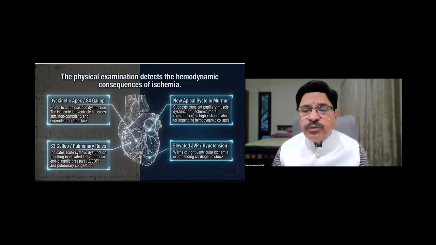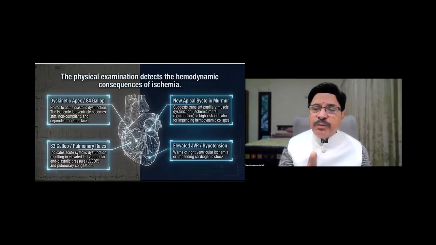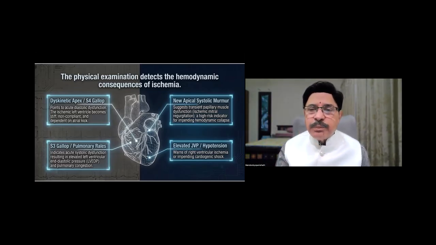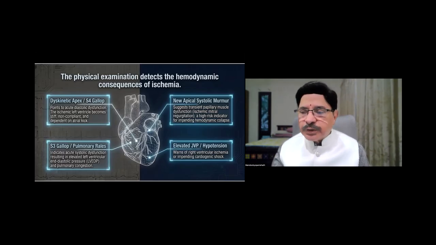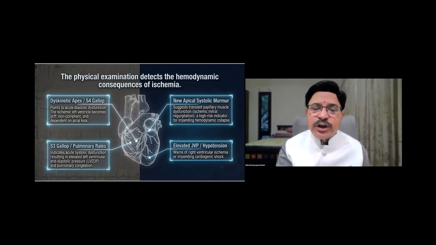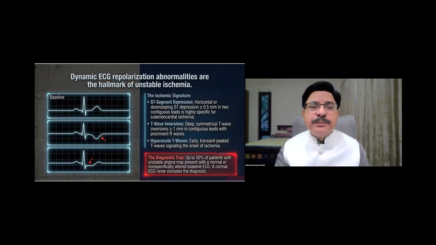Now, four important things: elevated JVP, hypotension, right ventricular ischemia, cardiogenic shock. New onset apical systolic murmur, transient papillary muscle dysfunction. S3 gallop, pulmonary rales, LV dysfunction, elevated left ventricular end diastolic pressure and pulmonary congestion. S4 gallop, dyskinetic apex, tells me it is an acute diastolic dysfunction, and non-compliance of the ventricle.